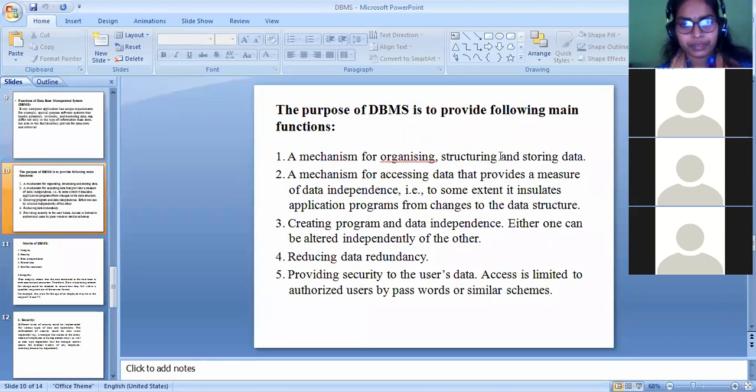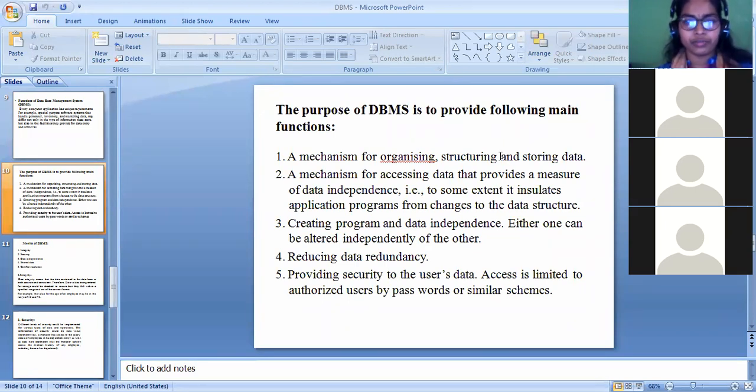The purpose of DBMS is that it provides some main functions. What do those functions mean? The mechanism of organizing, structuring and storing of data. That means our organization decides how to structure that data and how to store that data.